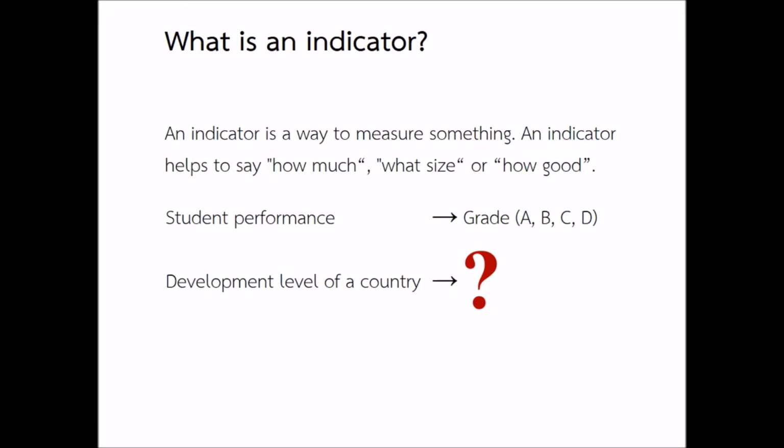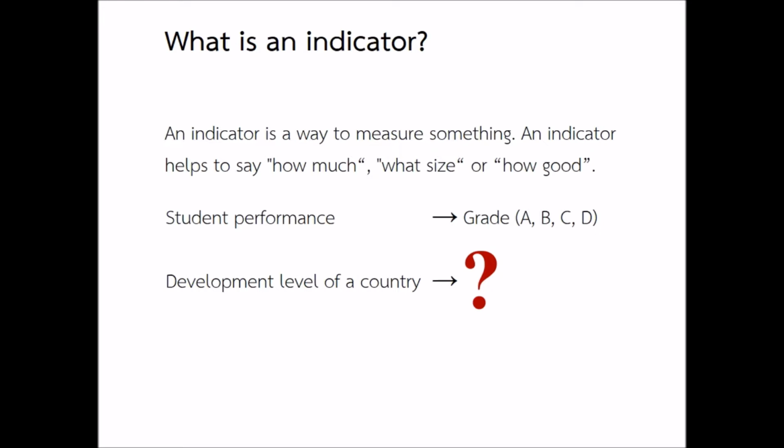First of all, let's quickly define what an indicator is. An indicator is a way to measure something. An indicator helps us to say how much, what size, or how good. Take a very simple example.